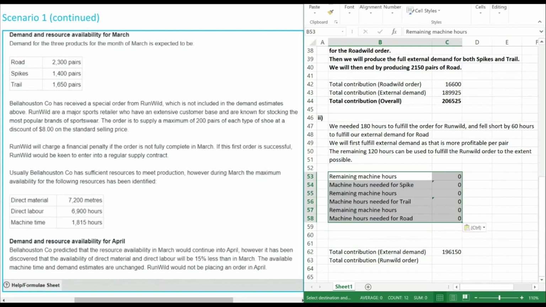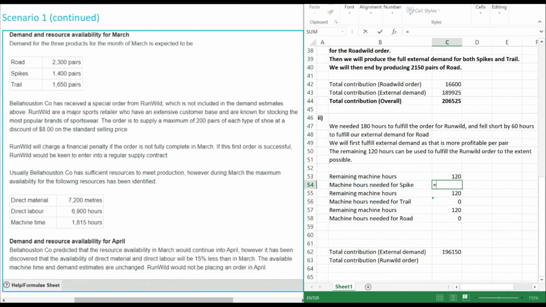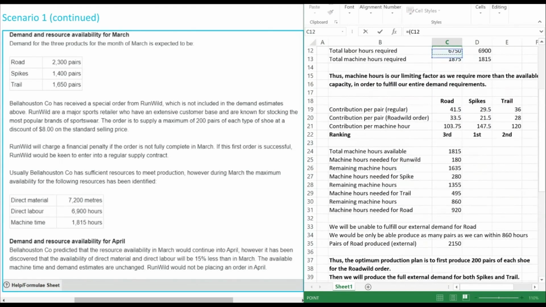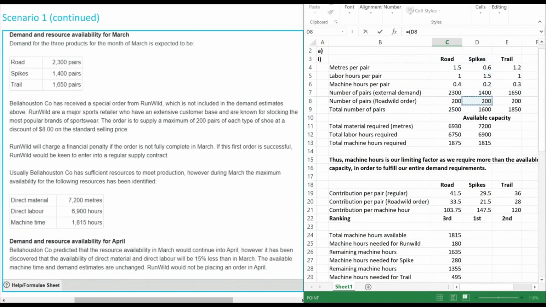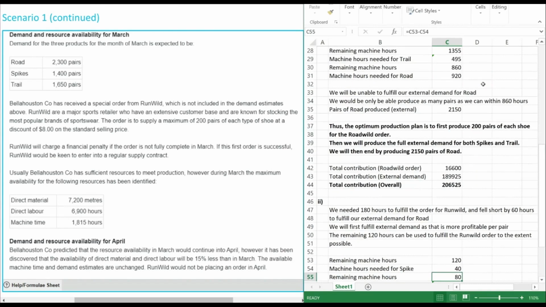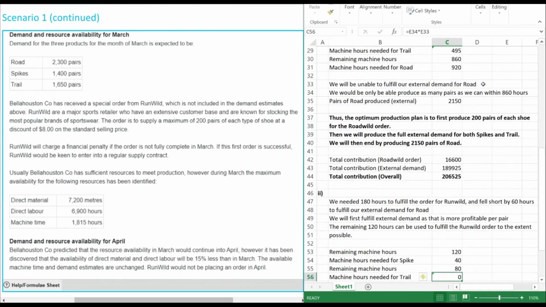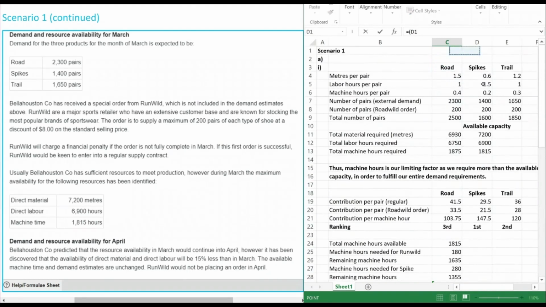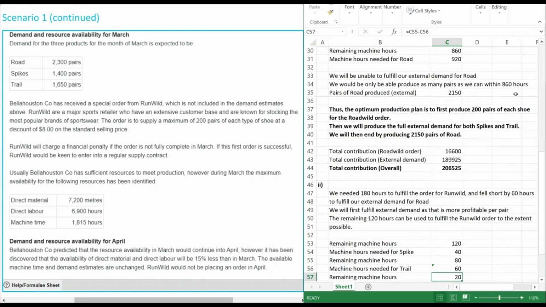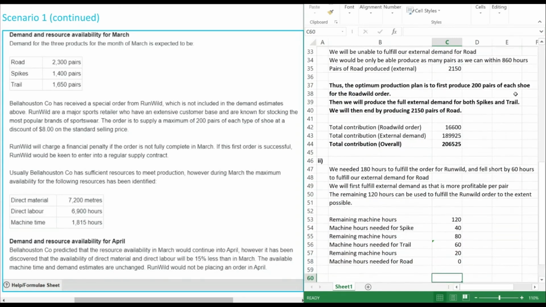So we'll have 120 machine hours available. For spike, we need 200 pairs multiplied by 0.2, which will give us 40. We'll be left with 80. For trail, we need 200 pairs into 0.3, we need 60, and we have remaining 20 hours.